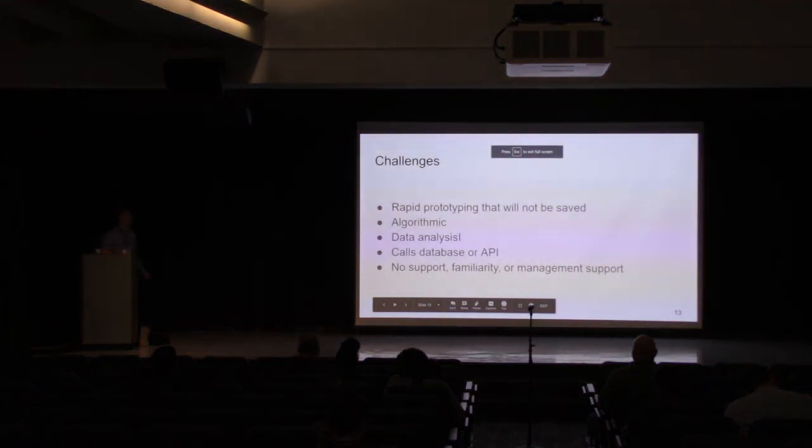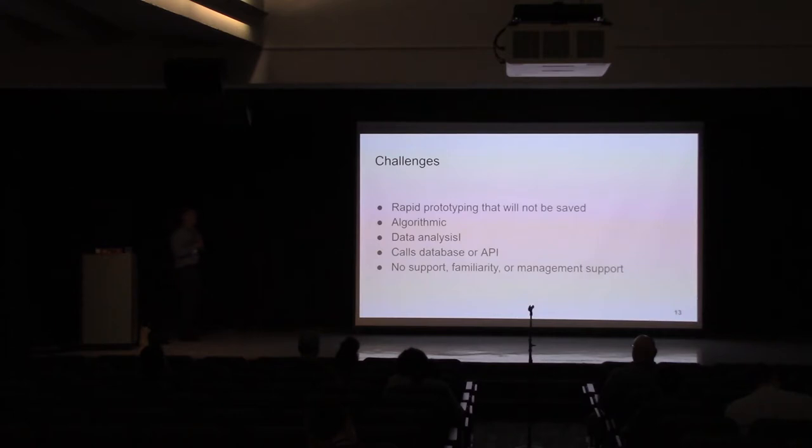Okay. So some challenges when you get into test-driven development. I mentioned earlier rapid prototyping that will not be saved. Algorithmic work, where I want to do something as fast as possible. So you want to improve something. You don't want something just to work and return the right results. You want it to return them as fast as possible.